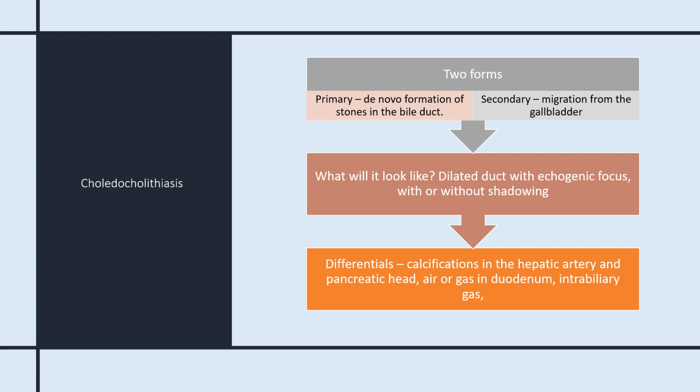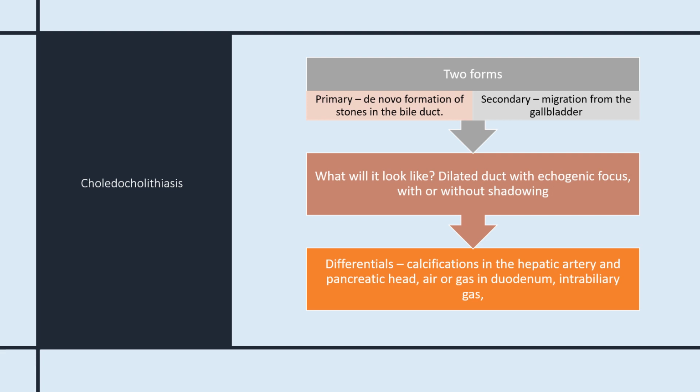Choledocholithiasis is going to be stones in the duct. There's two different forms. The primary form is de novo formation of stones in the bile duct, and the secondary form is migration from the gallbladder. So we see the secondary form when there are stones in the gallbladder that are then passed through the neck of the gallbladder and make it through the cystic duct and then end up in the common bile duct.